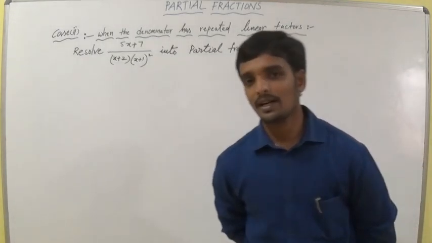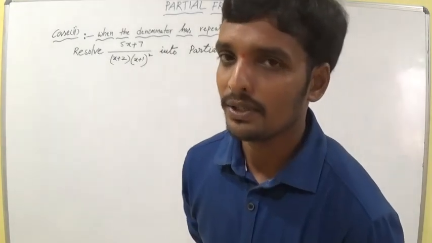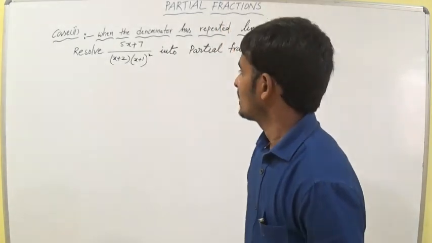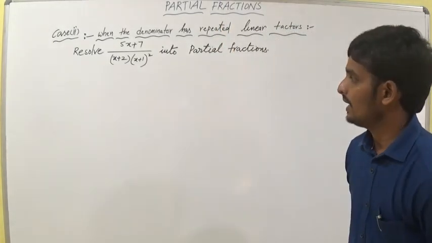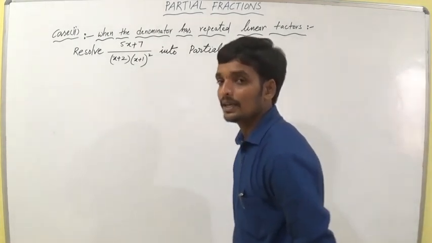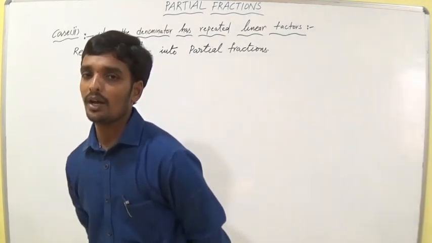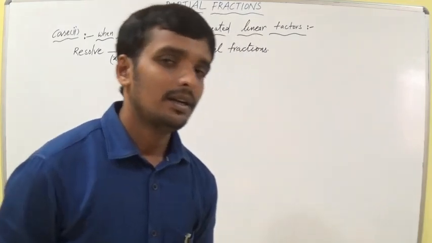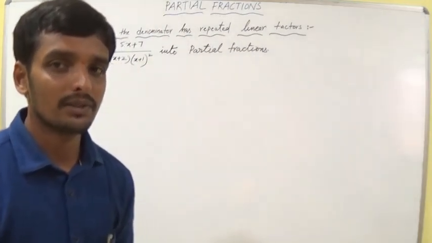I told you the concept already. I explained the concept. If the denominator has a linear factor and a repeated linear factor, we have to write the form. That means a partial fraction form. How can we?